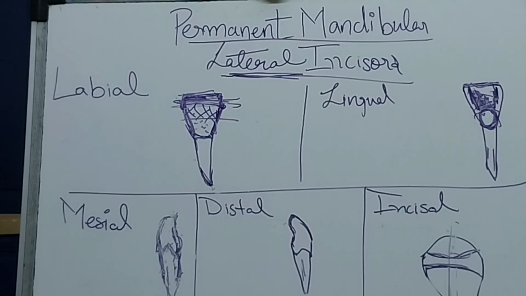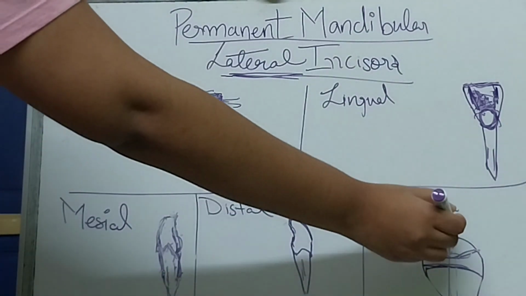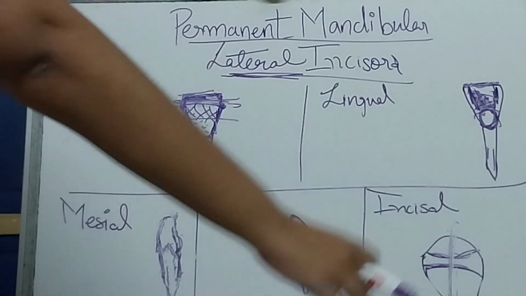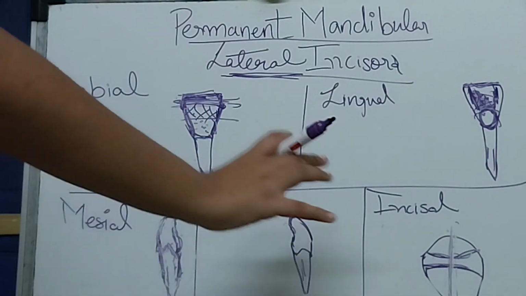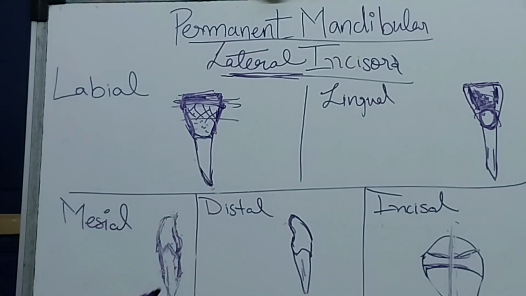So we have discussed this, and therefore this gives an appearance of the crown being twisted slightly on its root base. As we can see, if this line is bisecting, it is not straight, it is tilted. So the whole tooth from this aspect appears a bit tilted.